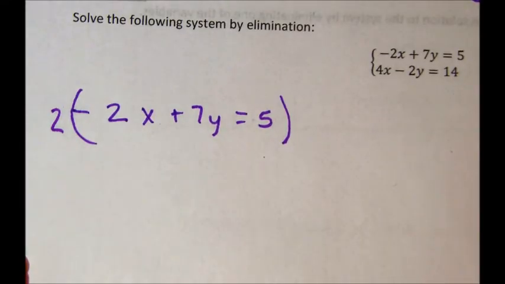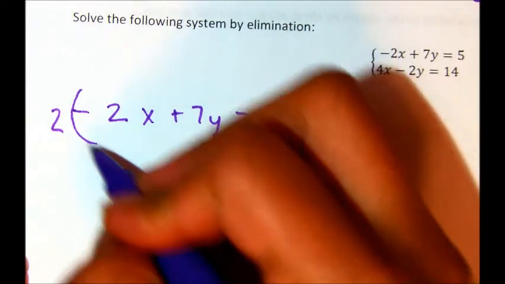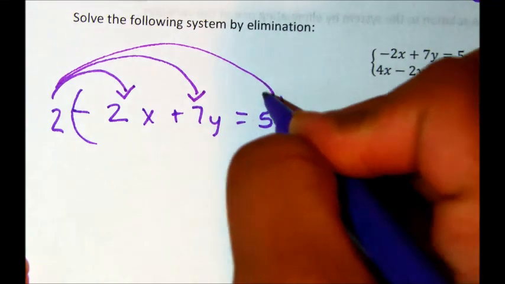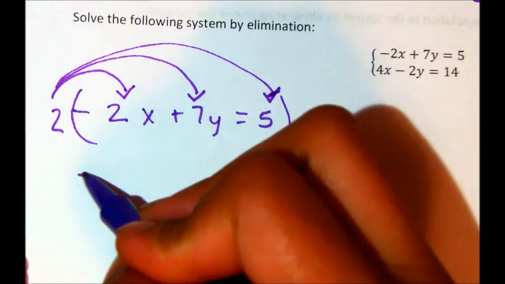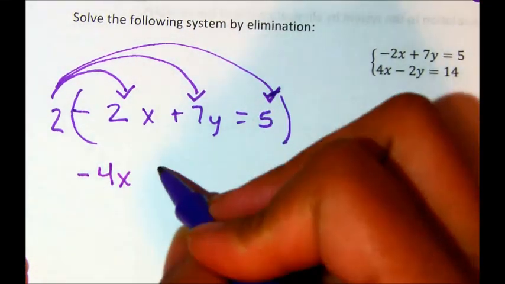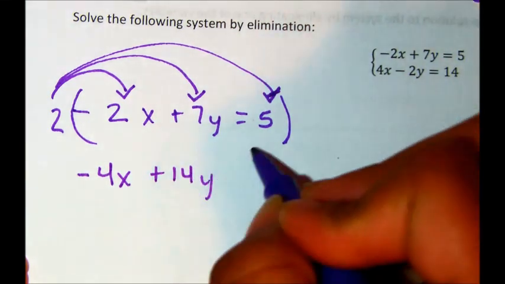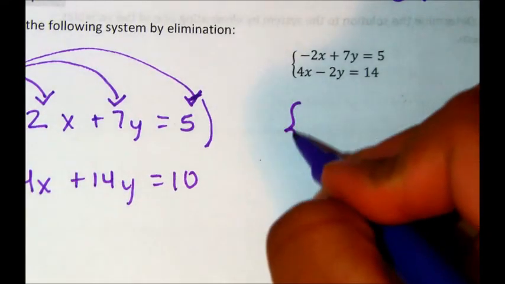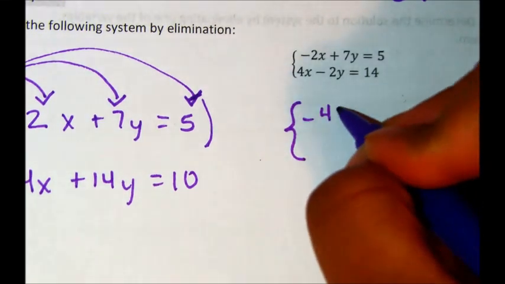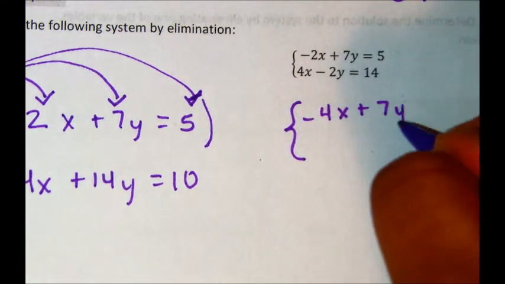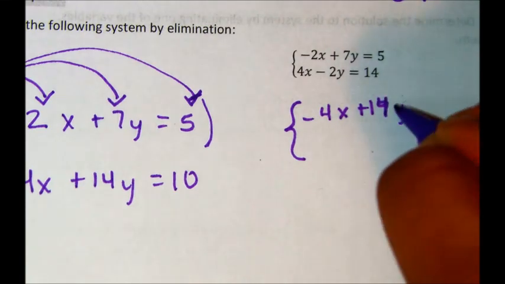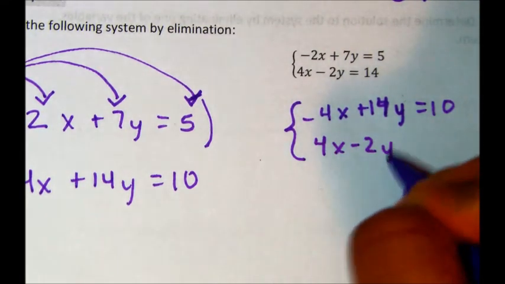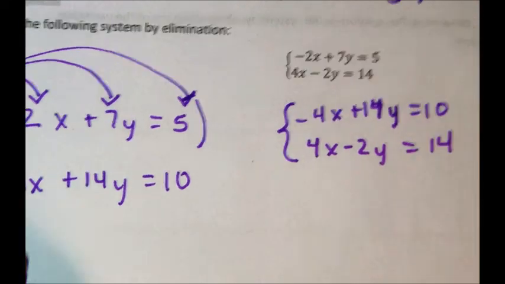How does that change my equation? Well, each term is multiplied by 2, so a negative 2x becomes a negative 4x, and a 7 becomes a 14y, and a 5 becomes a 10. So now the new system of linear equations I'm evaluating is negative 4x plus 14y equals 10, and 4x minus 2y equals 14.